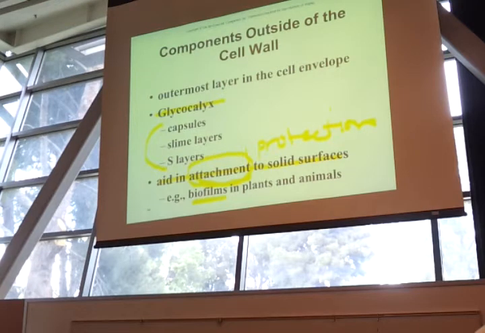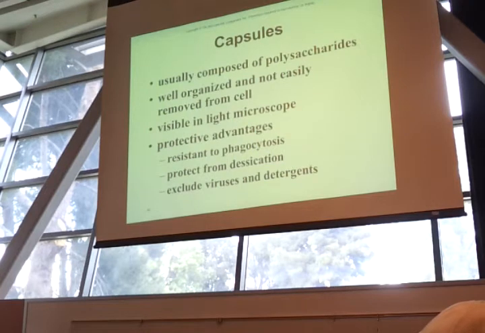So we'll go through each one of these, the capsule, the slime layer, and the S layer. But when it comes to their function, mostly their function is aiding in attachment. And aiding in attachment not only helps them attach to things, but also gives them protection. Just the fact that they're attached to themselves and other bacteria and other substrates, but also the fact that they're all coated with another layer also gives them protection. So first, the capsules.